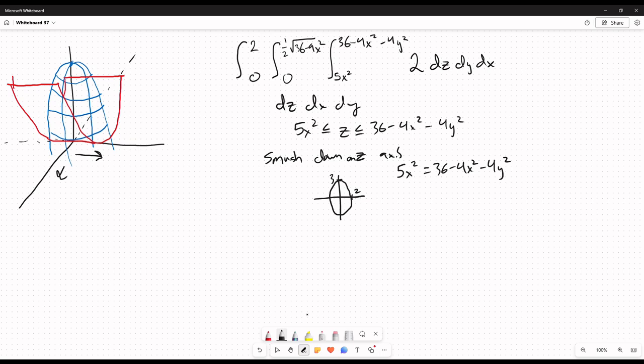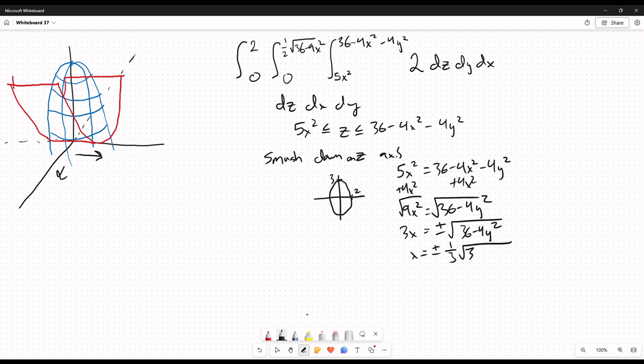So how is it going to look different? Let's go ahead and start by adding 4x squared to both sides. We get 9x squared equals 36 minus 4y squared. Square root both sides. I get 3x equals plus or minus square root of 36 minus 4y squared. And then we finally get x equals plus or minus 1/3 square root of 36 minus 4y squared.